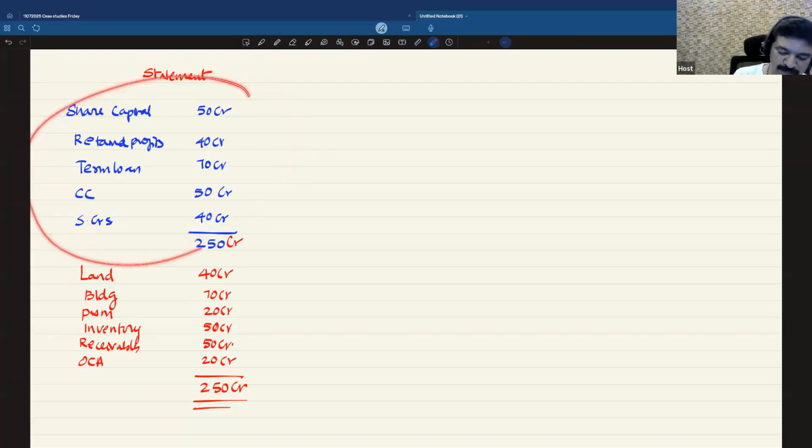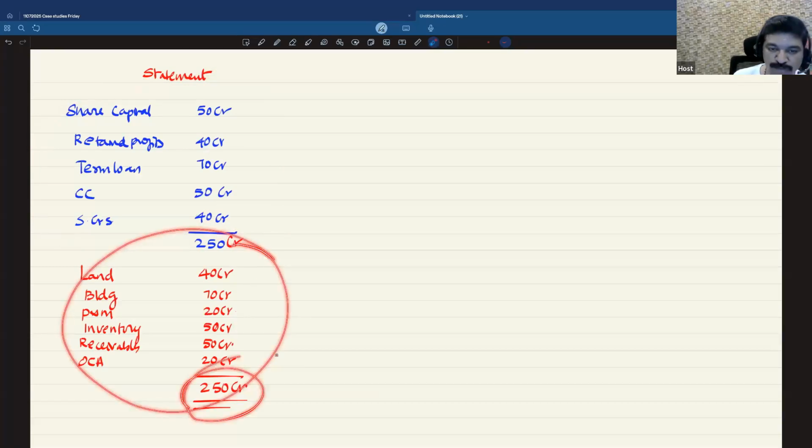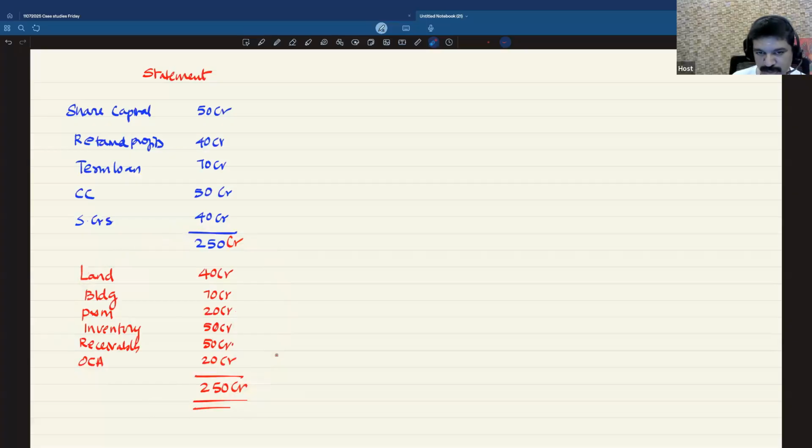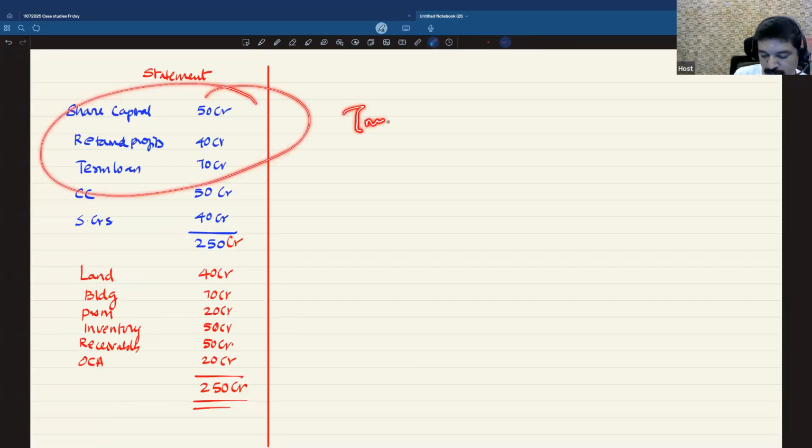We have put all the funds together and we are saying 250 crore had come, and all the funds have been utilized, 250 crore. But that's not the right approach if you want to really do an effective fund flow analysis. So what you have to do is identify the sources of funds based on the timing or based on the duration. What do I mean by this?